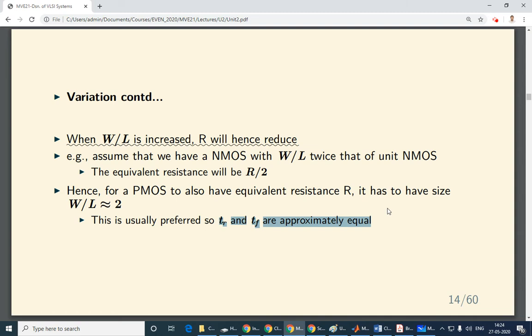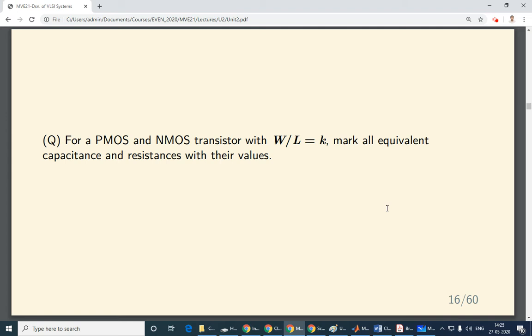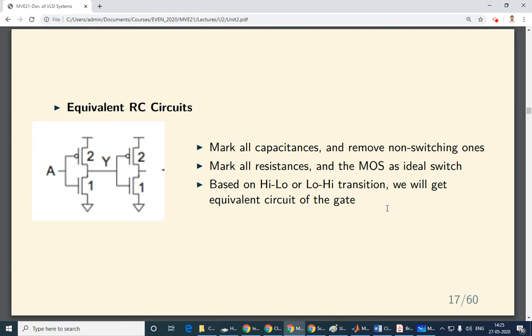The condition is that the rise time and fall time of the signal are approximately equal to each other. And so far we have been marking only resistances and single transistor capacitances. We'll extend that slightly.